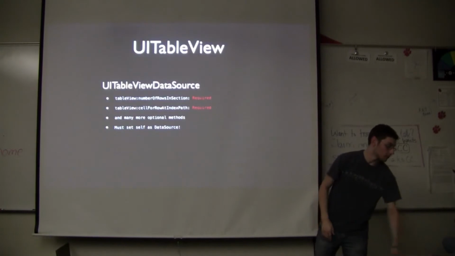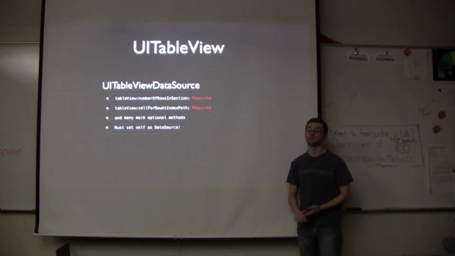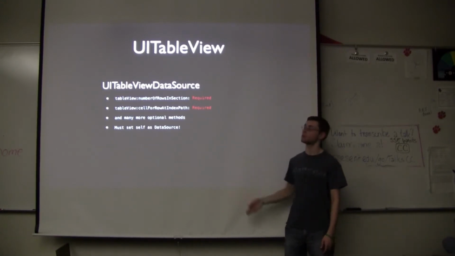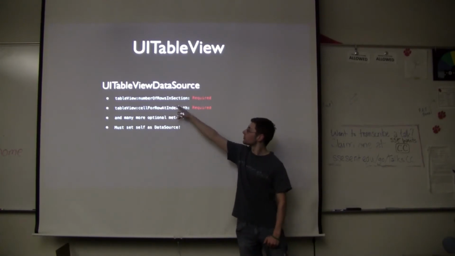But what we're going to touch on is the actual required methods for being a data source. So obviously your table view needs data, so here's how you get data to your table view. First you have table view number of rows in section.